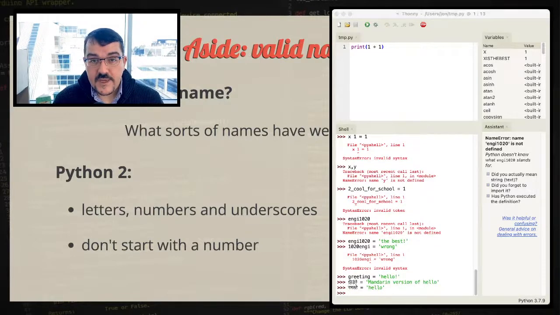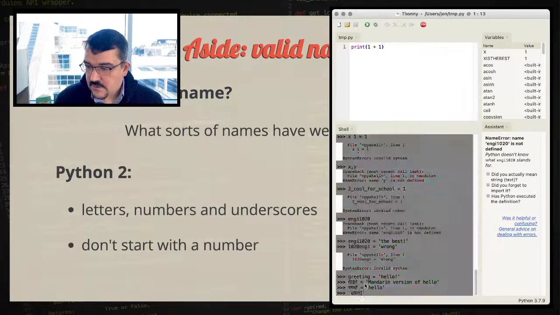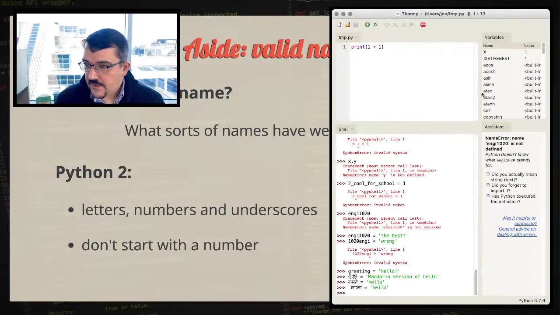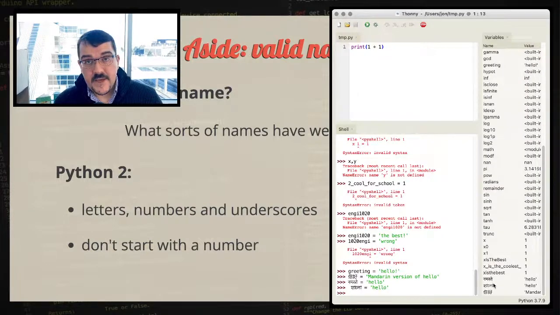Cool. We can have a variable from Bengali, which also uses the Devanagari script. Equals hello. So you see now I have in my variable list got lots of variables, some of which have come from different languages, different scripts, not just from English.